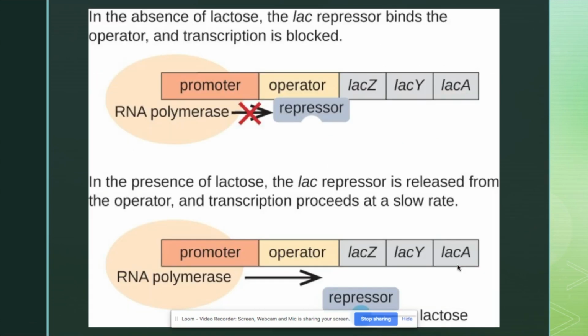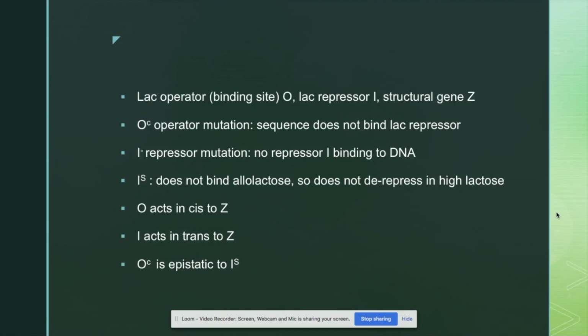Okay. And so in the absence of lactose, the repressor would bind to the operator and shut off transcription. And then in the presence of lactose, the repressor would bind to lactose, and that would prevent it from binding to the DNA. And so then we would get transcription.